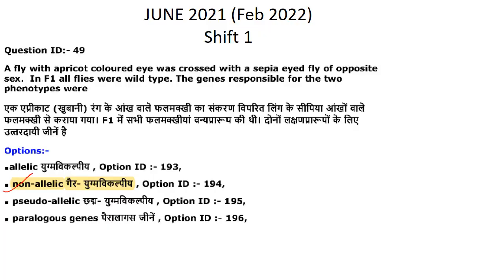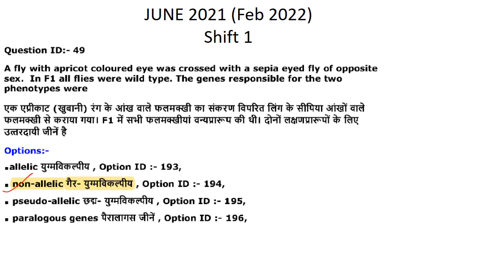Coming to the February 2022 question paper, shift 1. First question: a fly with apricot colored eye was crossed with a sepia-eyed fly of opposite sex. In F1, all flies were wild type. The genes responsible for the two phenotypes were.